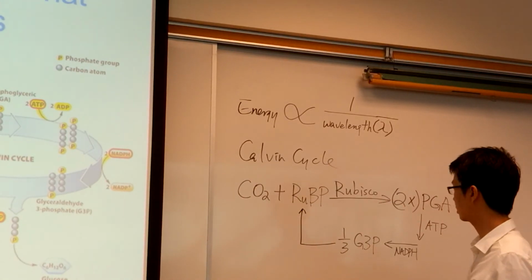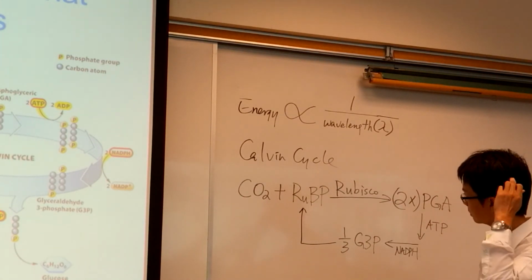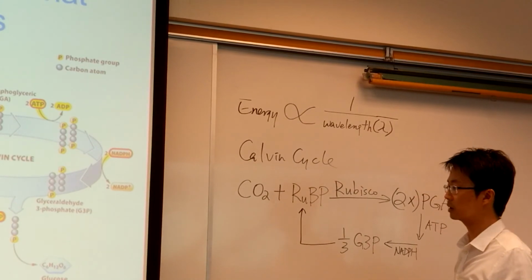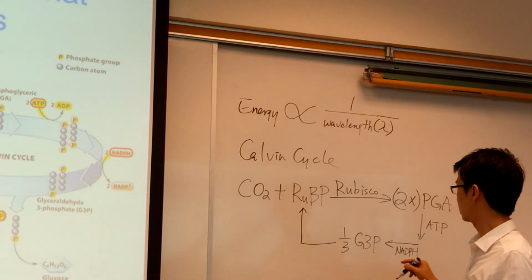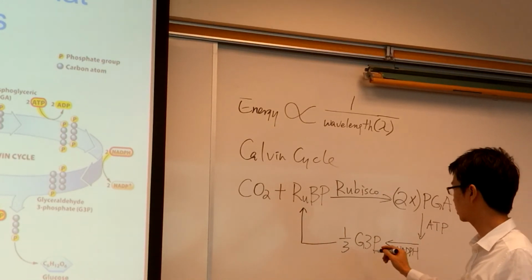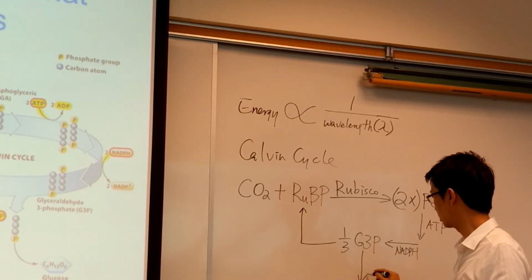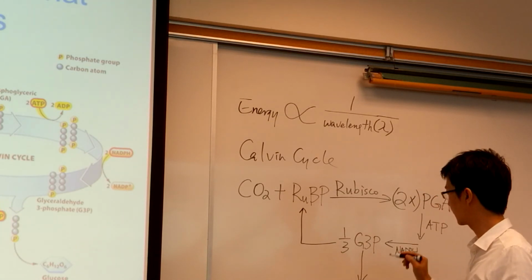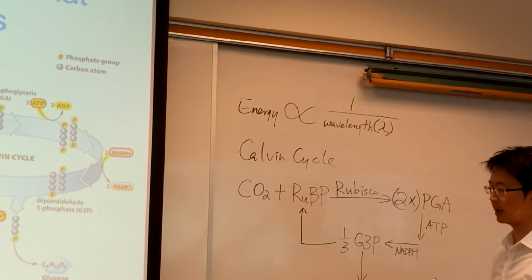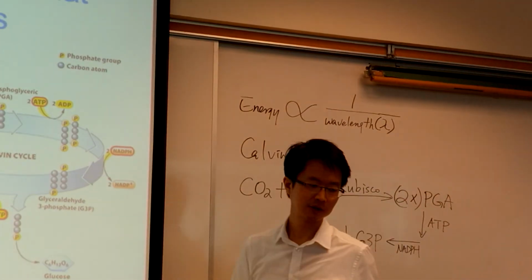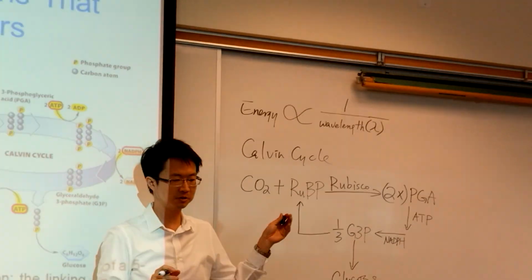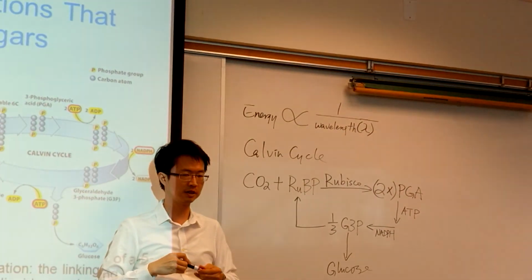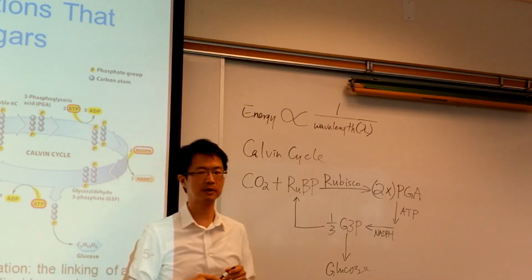That's why we call this the Calvin cycle. And G3P will eventually become glucose. So that is the short summary of the Calvin cycle that I require you to know. You don't need to know too much of the details. That's everything I wanted you to know about the Calvin cycle.